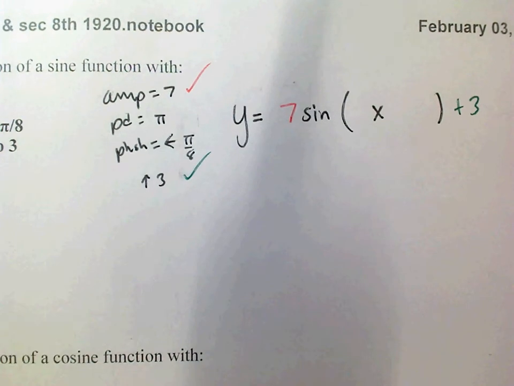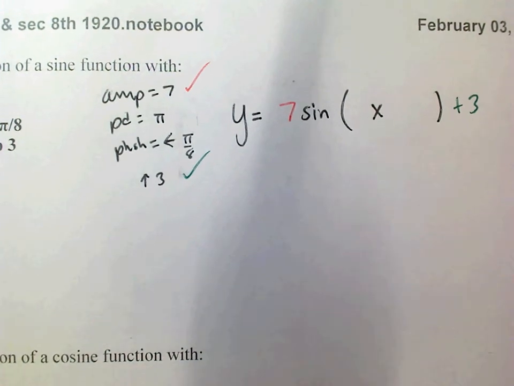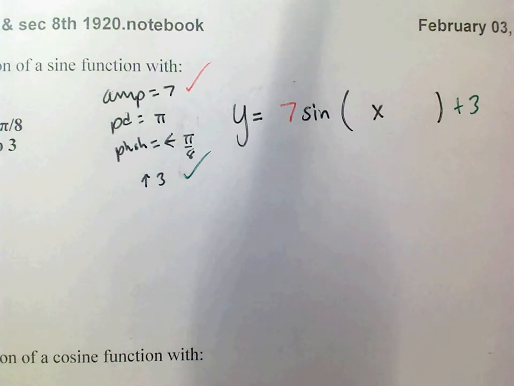Well, sometimes it's going to be in that position, so you just got to remember that as long as it's addition or subtraction and not multiplication, then it's a vertical shift. Okay.